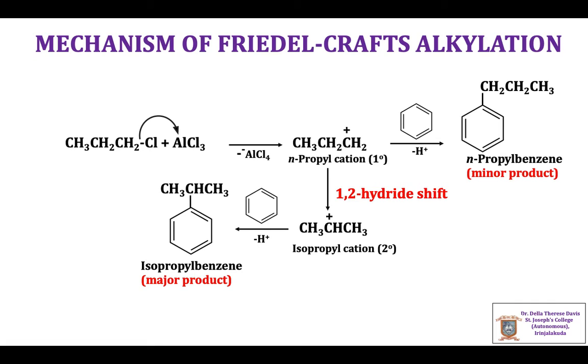So if there is a possibility of rearrangement to give a more stable R plus cation, the R plus cation or the electrophile will rearrange to the more stable form, which gives the major product, and the initial form will give the minor product.